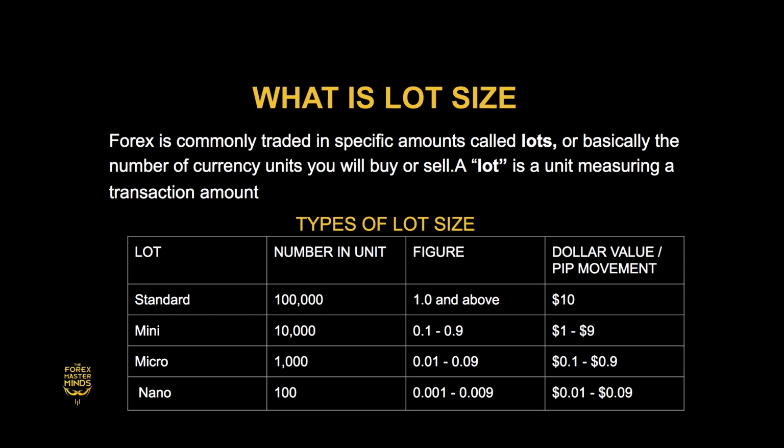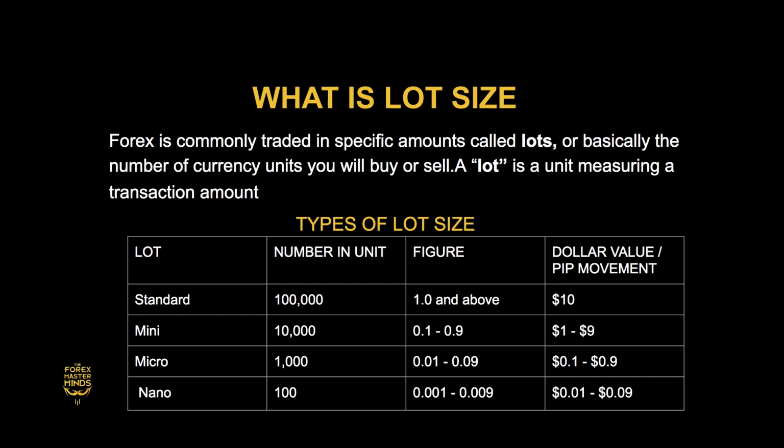That is standard, mini, and micro. Now understand that the standard lot size represents 100,000 units of that particular currency, and this figure is 1.0 and above. Its dollar value per pip movement is $10.